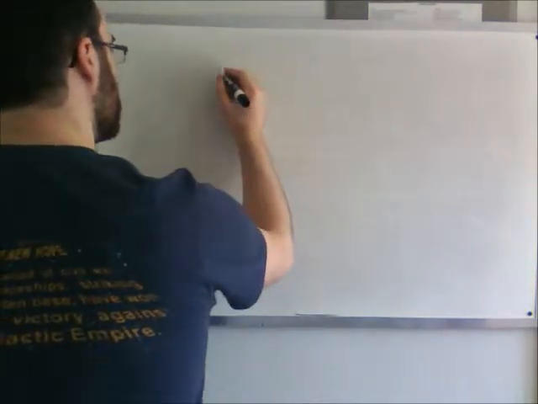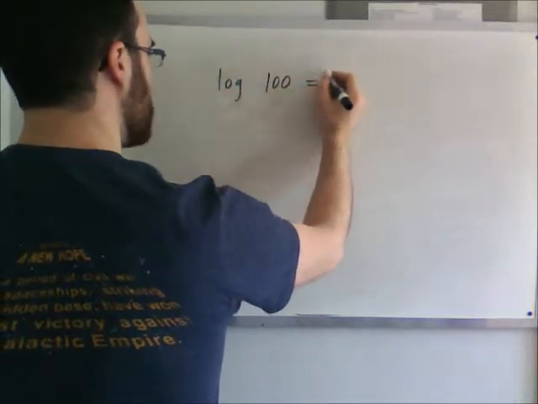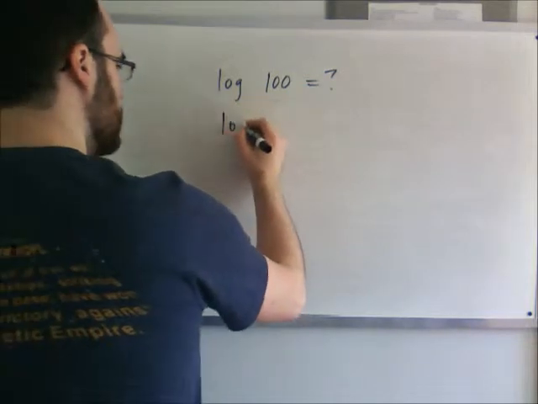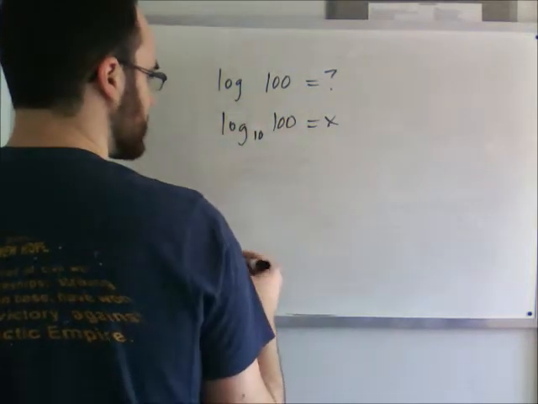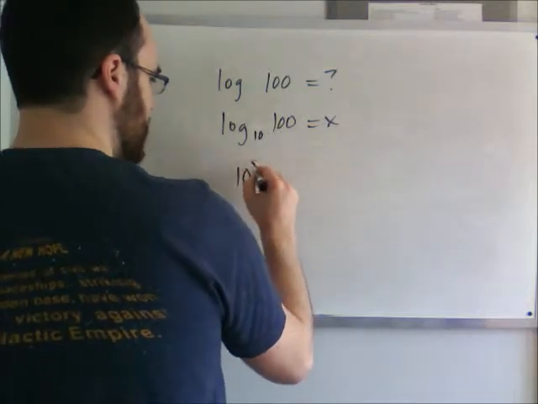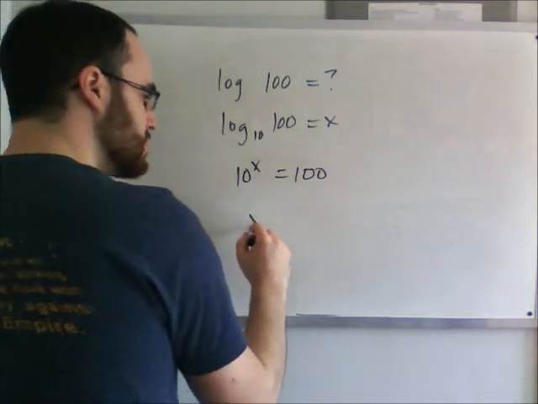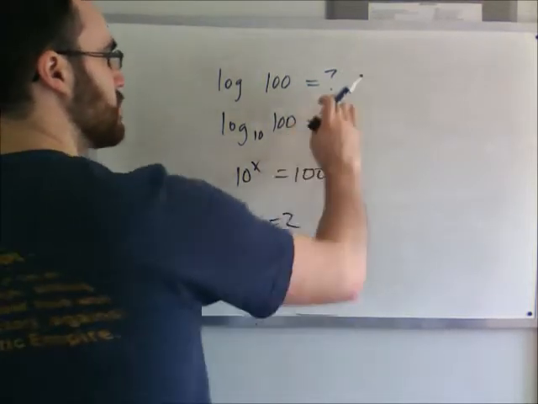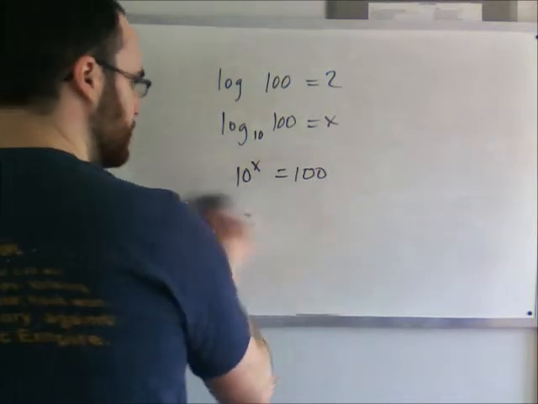If we have log of 100, well, what does that equal? Well, this is log base 10 of 100 equals x. Let's say x is the thing we're trying to solve for. Then 10 to the power of x must equal 100. Well, 10 squared is 100, so x must be equal to 2. Therefore, log of 100 is 2. Okay, let's try another one.